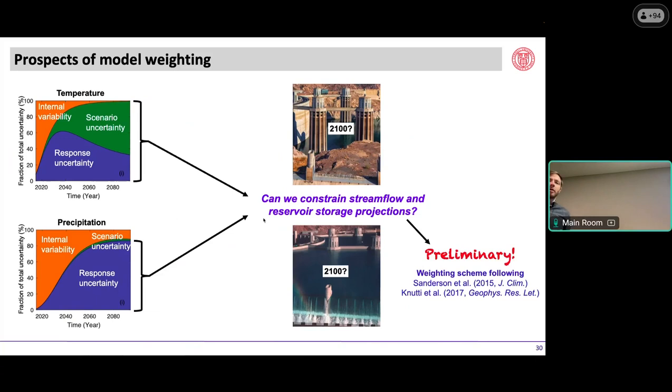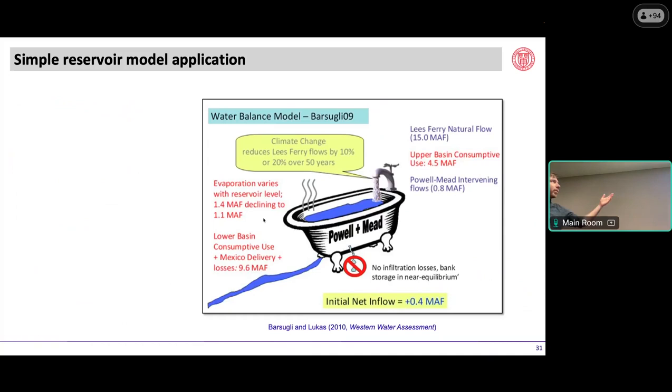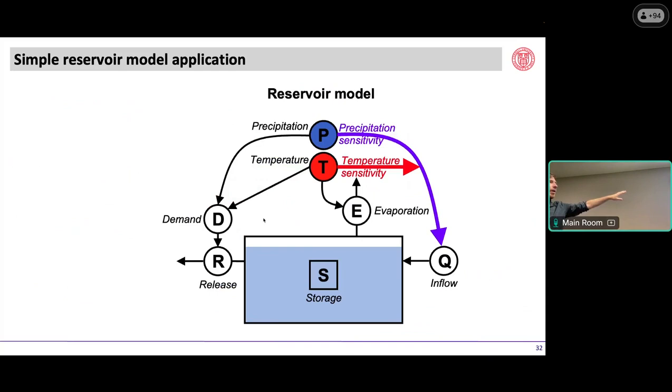And the application, I'm not going to go through the details, mostly because I'm in the midst of trying to do this properly, but the application I want to walk you through is a simple water balance model that was used over 10 years ago by colleagues from here in Boulder, Joe Parsuli and Jeff Lucas, just to illustrate how temperature and precipitation can affect reservoir levels. The structure of a model like that is really simple. We have precipitation and temperature either downscaled from climate models or taken directly. Through a precipitation sensitivity and a temperature sensitivity, they affect how much runoff can be expected. That's fed into a reservoir model that also responds to other environmental factors.